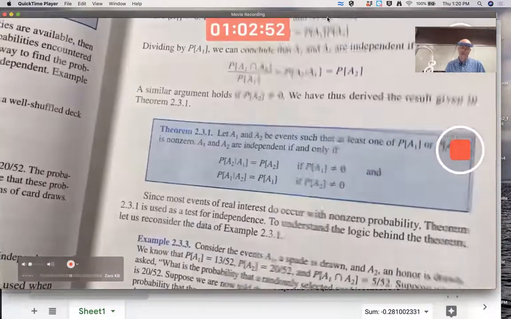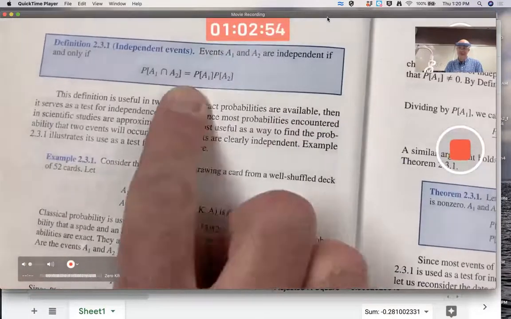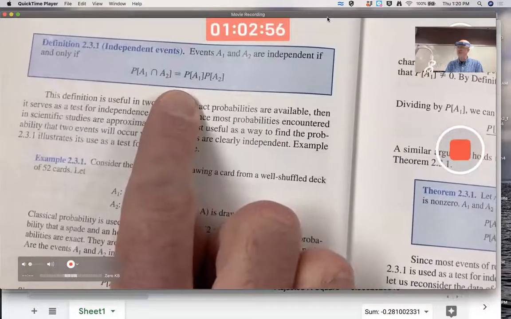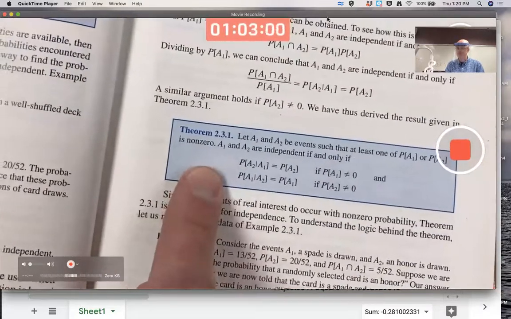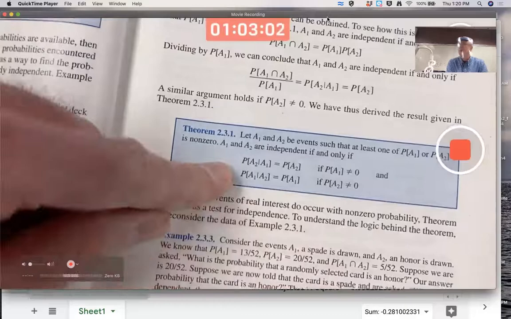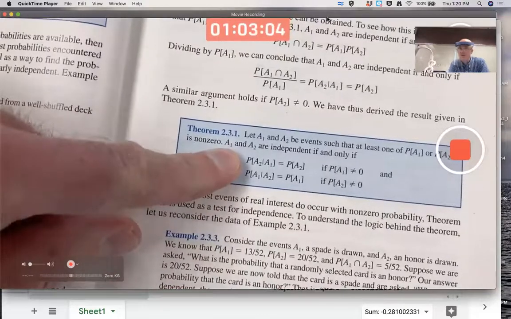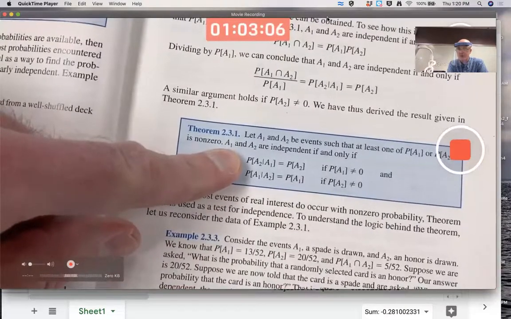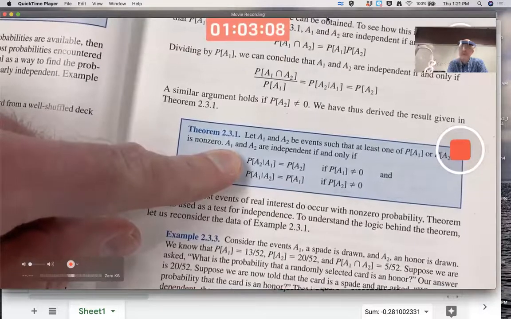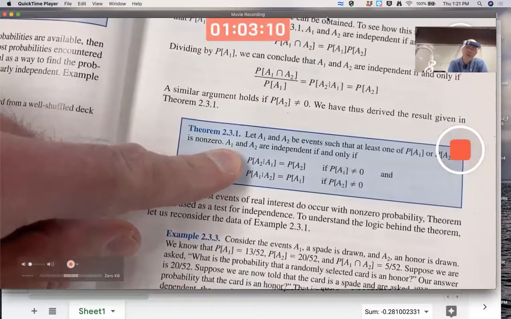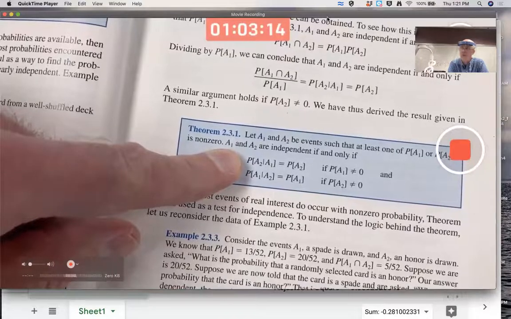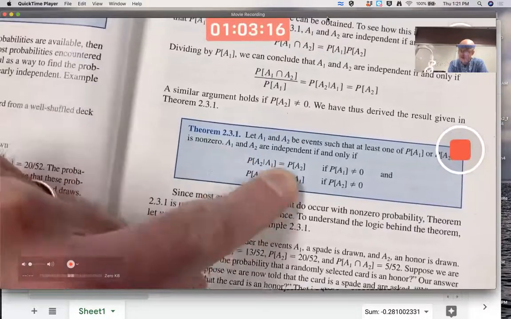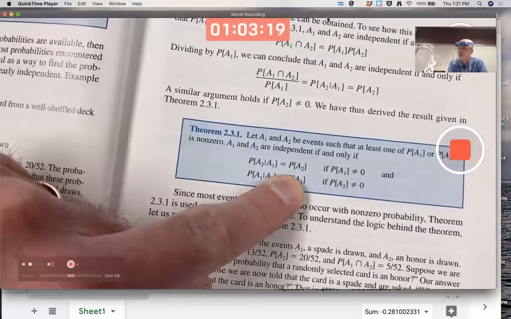Independent events, the book calls this a definition, but I call it more of a theorem. And calls this a theorem, but I call it a definition. This one makes more sense as a definition because it's really, in a sense, explaining what independence means. The conditional probability of A2 given A1, what's the chances of A2 occurring if you know A1 has occurred? If they're independent, it shouldn't matter. Knowing A1 has occurred shouldn't matter. It should be the same as the ordinary probability of A2.